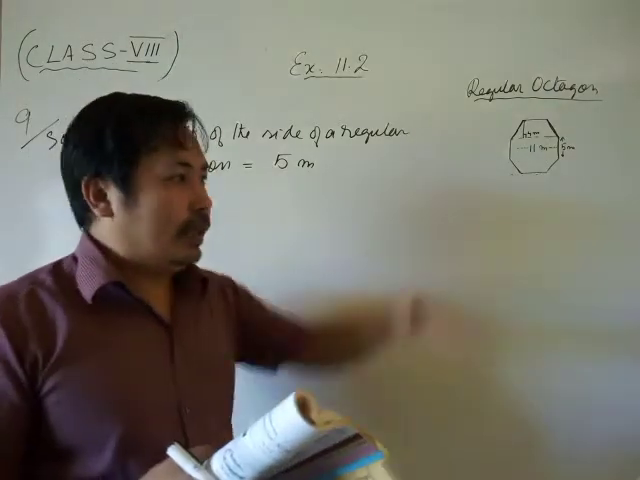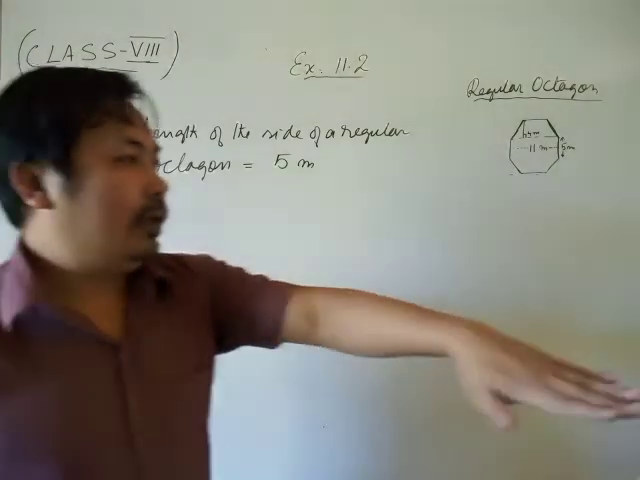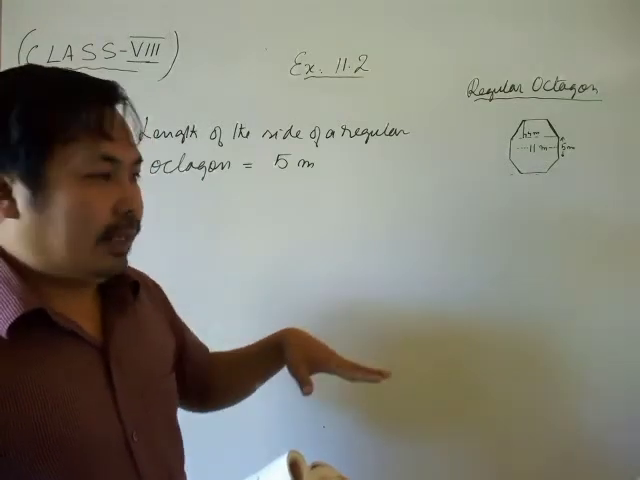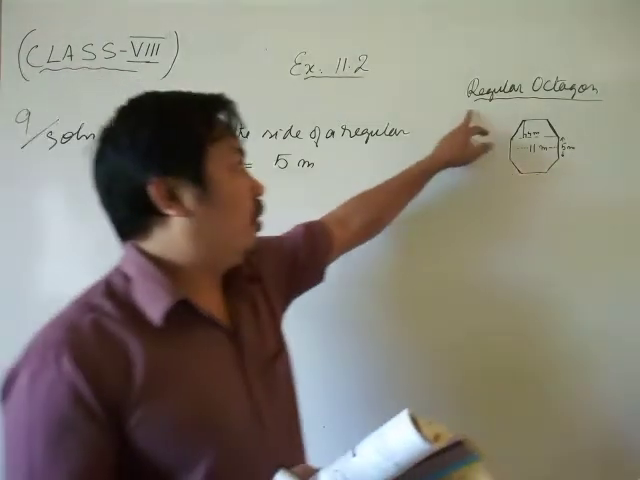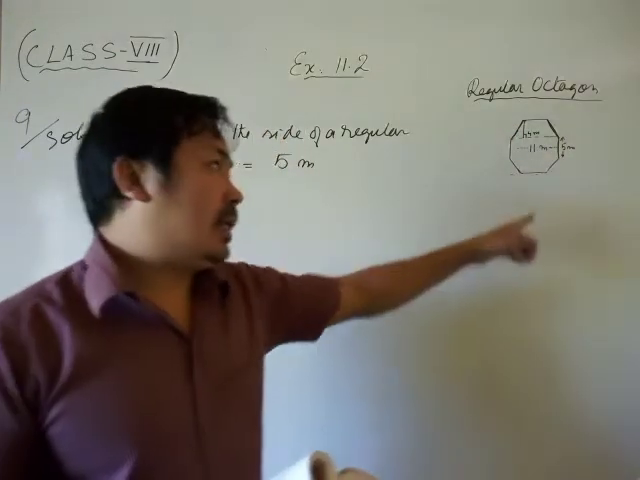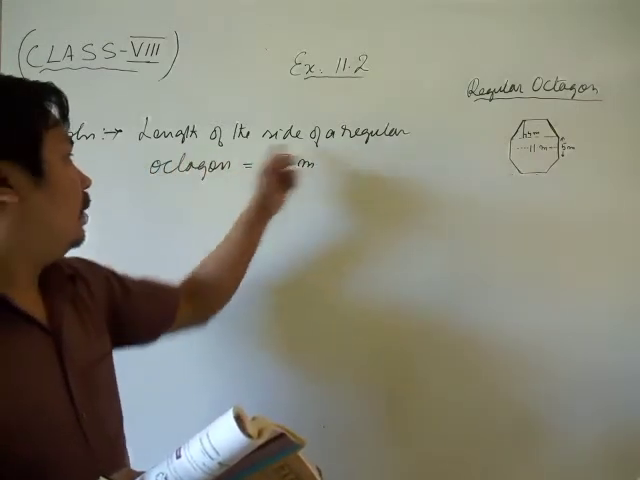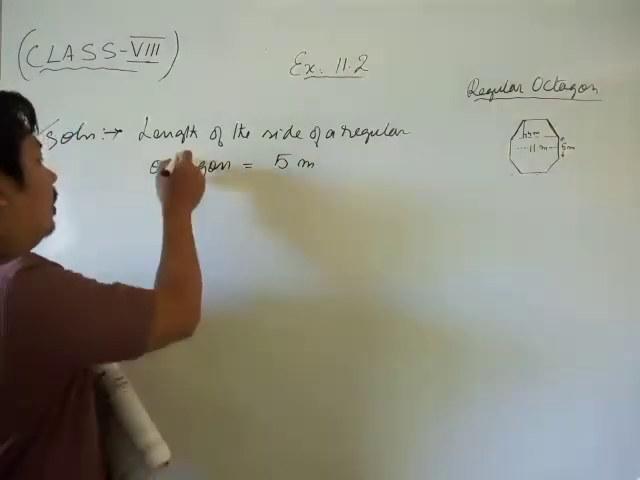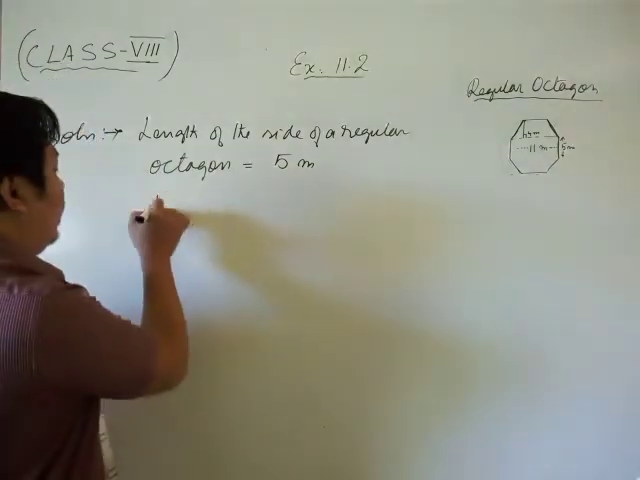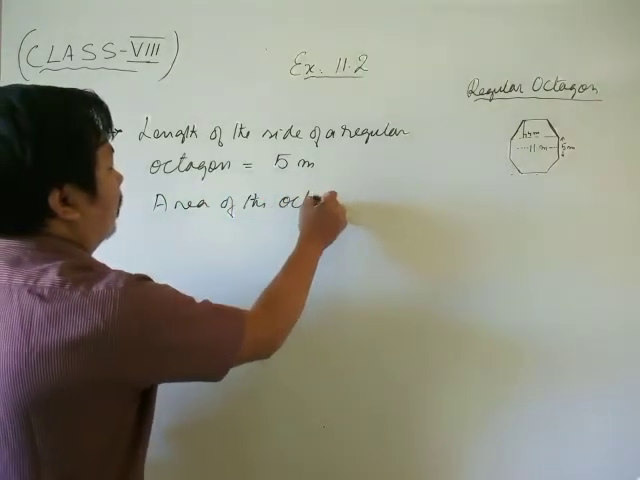Top of the raised platform, you know platform, just a little above the ground, isn't it? So it was in the octagonal shape. Octagon means having 8 sides, and it is a regular octagon. Regular octagon means all the sides of the octagon will be same. So a side is given there as 5 meters. So I have also written here length of the side of a regular octagon is 5 meters. Now we have to find out the area of the octagon.